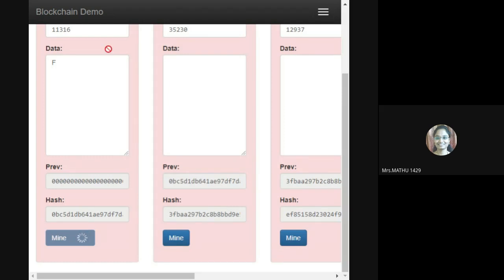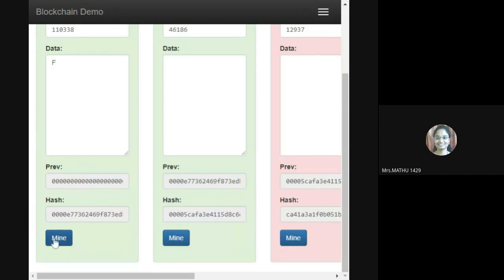It is mining, so some error is coming for me. It is still mining. Okay, it is mined. Still all the other blocks were in error, so you have to mine this block again, because the hash value was based on the previous hash value. When this hash value changes, automatically it will affect the next one as well. Like this, that is why it is so secure and immutable. It cannot be changed easily.